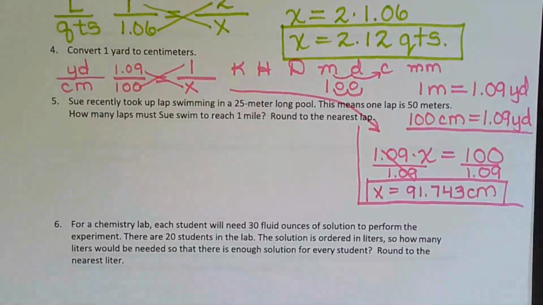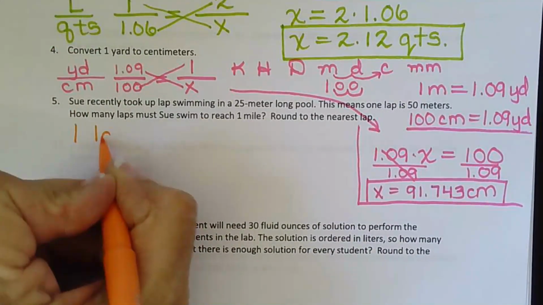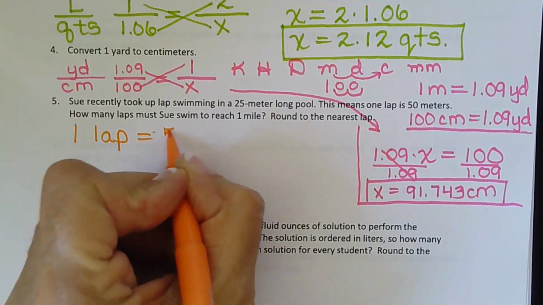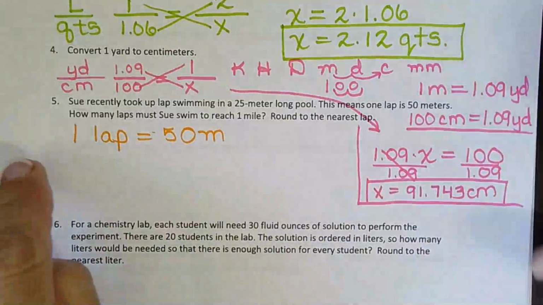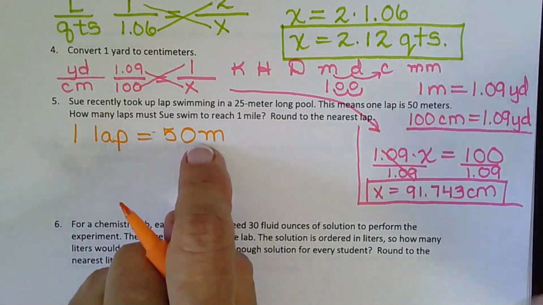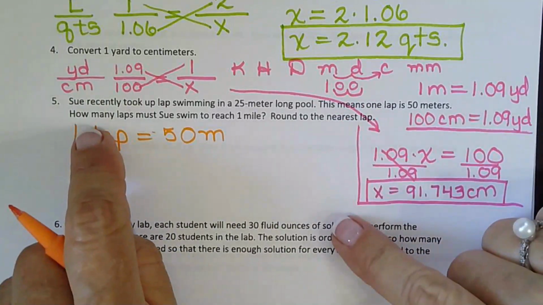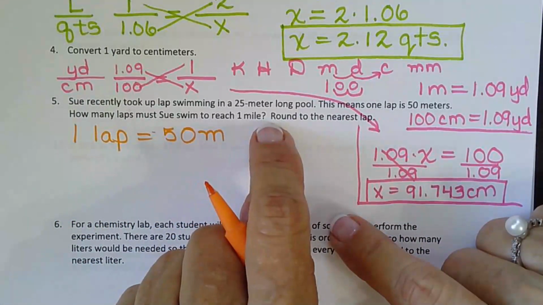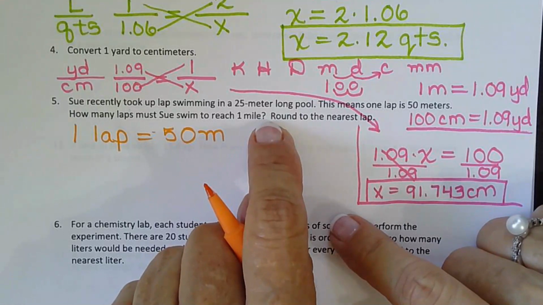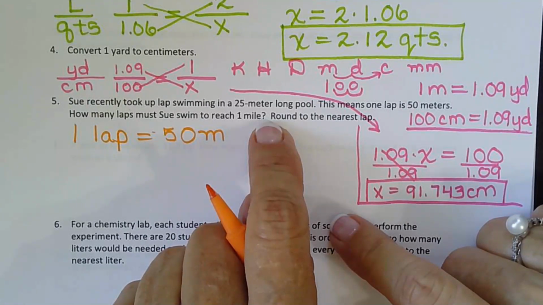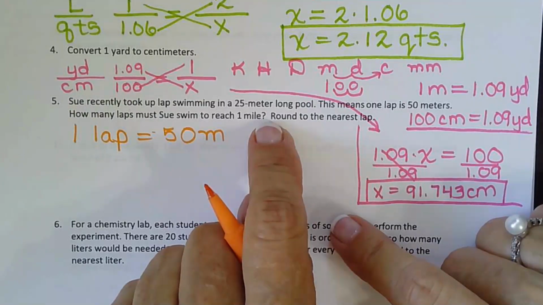We got that going. So Sue recently took up lap swimming in a 25-meter long pool. This means one lap is equal to 50 meters. So when I read something like that, that they're obviously trying to get across to us, I write it down. So one lap equals 50 meters. How many laps must Sue swim to reach 1 mile? Round to the nearest lap.